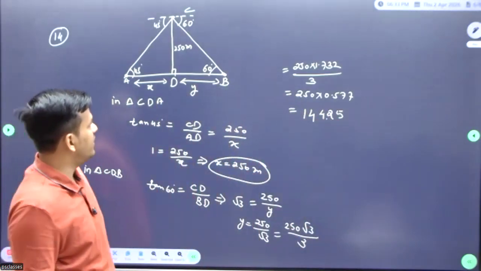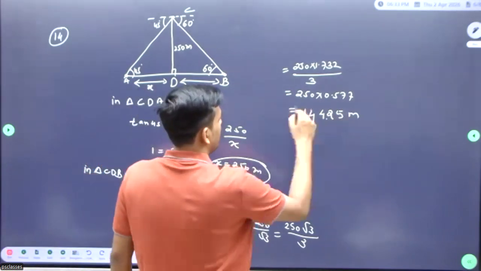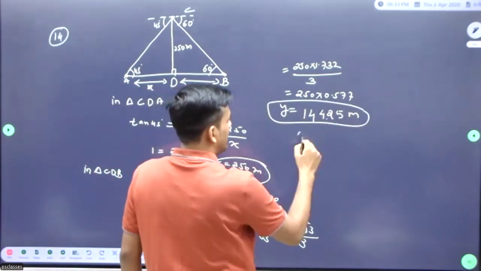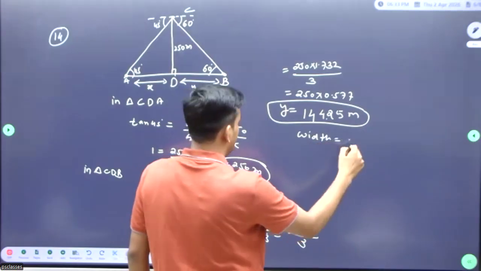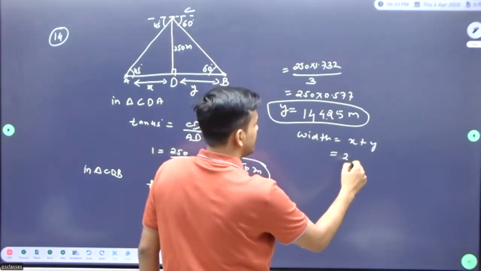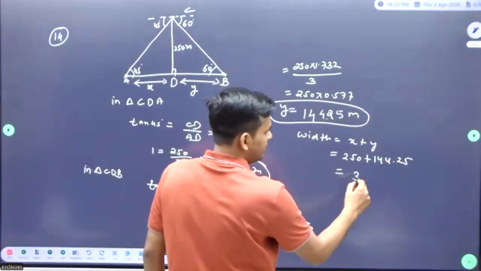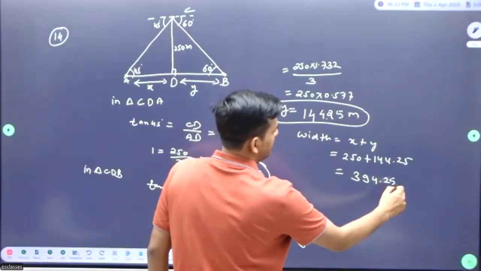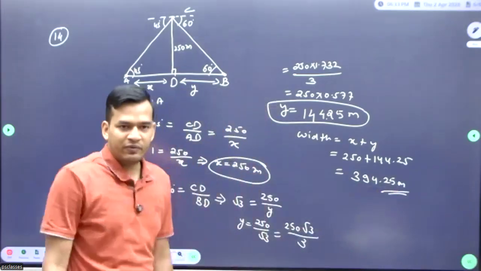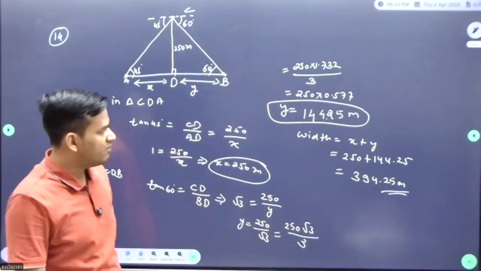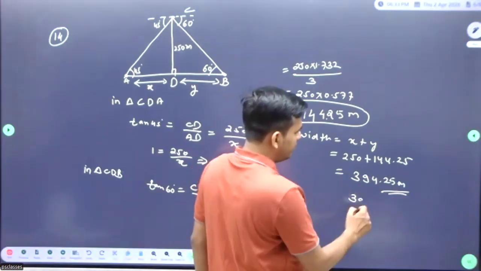144.25 meter is equal to y. Now the width of the river is equal to x plus y. So 250 plus 144.25, that is 394.25 meter, and we have to find it up to the nearest whole number, that is 394 meter.